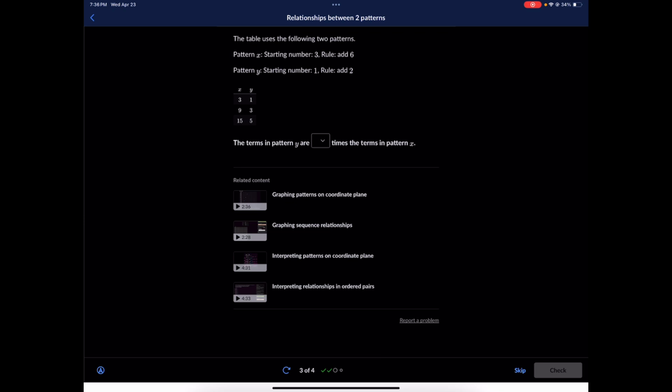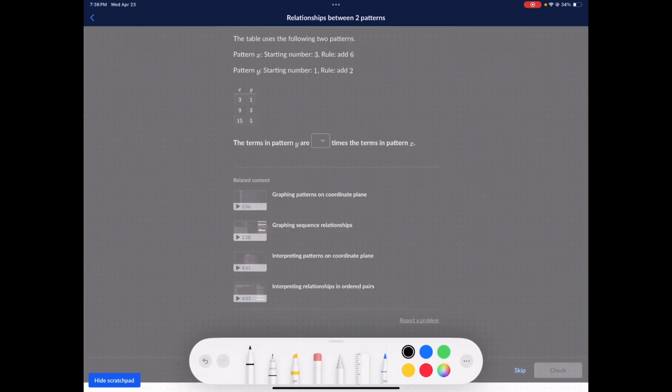Okay, the table uses the following 2 patterns. Pattern X starting number 3, rule add 6. Pattern Y starting number 1, rule add 2. Okay, so the terms in pattern Y are blank times the terms in pattern X. So let's take a look at this. It says blank times the terms.